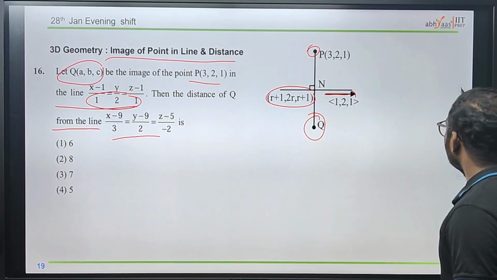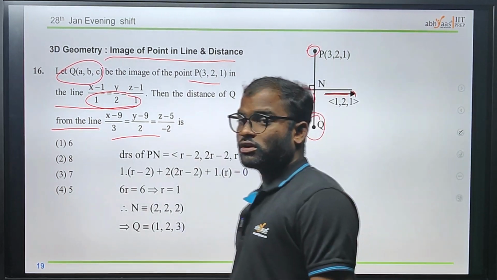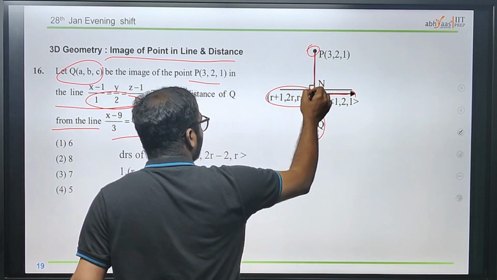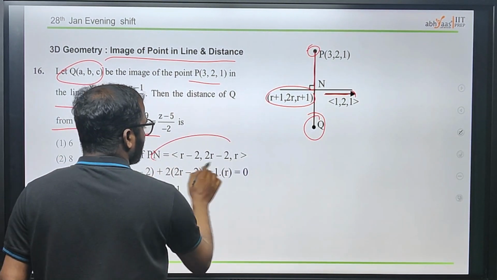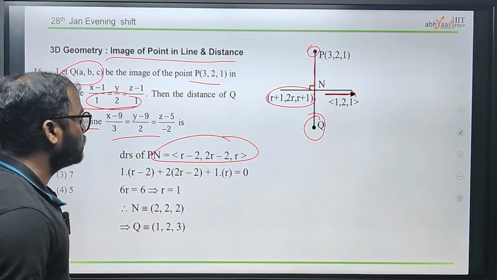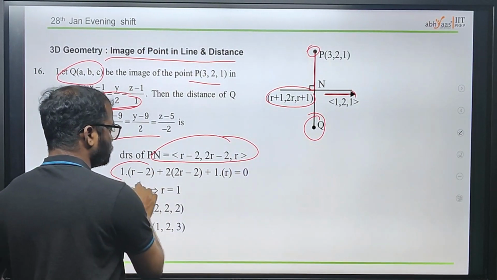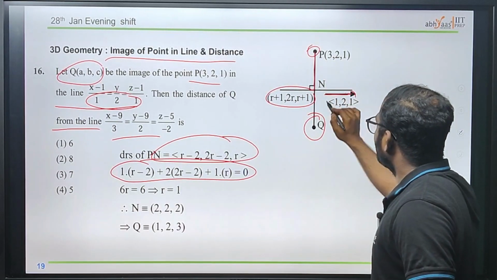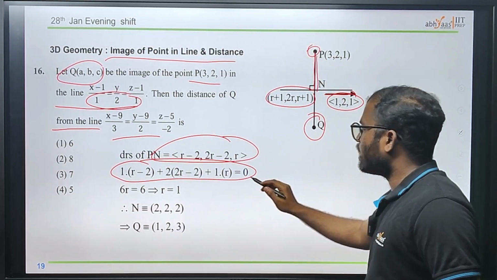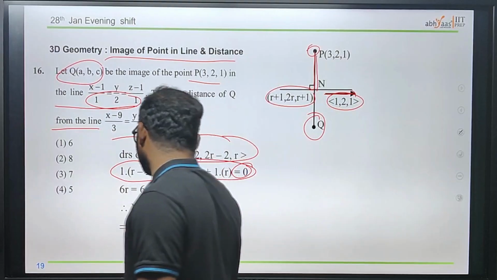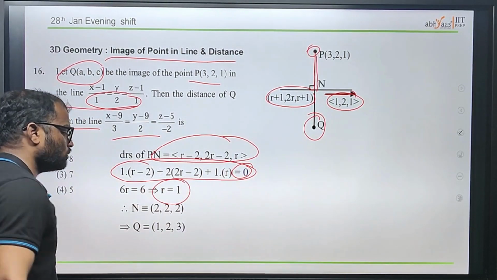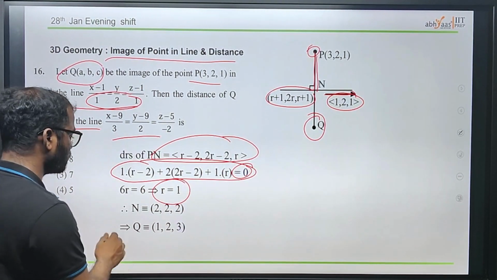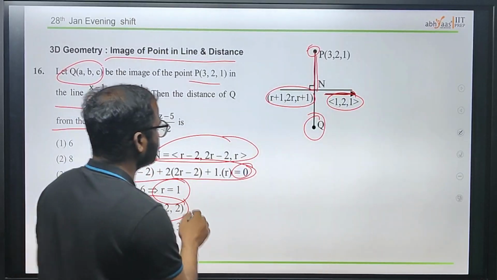Now using that, the direction ratio of PN is r minus 2, 2r minus 2, and r. Taking the product of this direction ratio and the line's direction ratio, it will be 0 since they are perpendicular. Therefore r will be equal to 1. Now we get the point N as this.